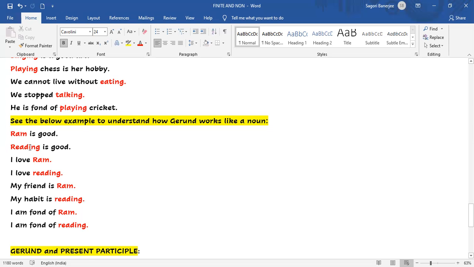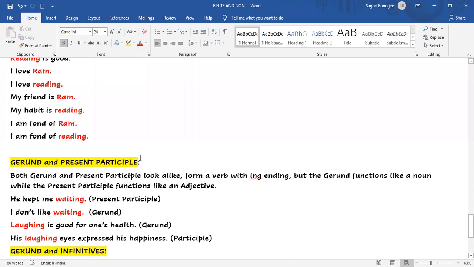And this Ram, every time Ram is the name of a boy. So it is obviously a noun. So in place of Ram, I have used the gerunds, verb plus ing. That is the word reading, read plus ing. So they have functioned just like Ram is functioning as a noun. So they are gerund.